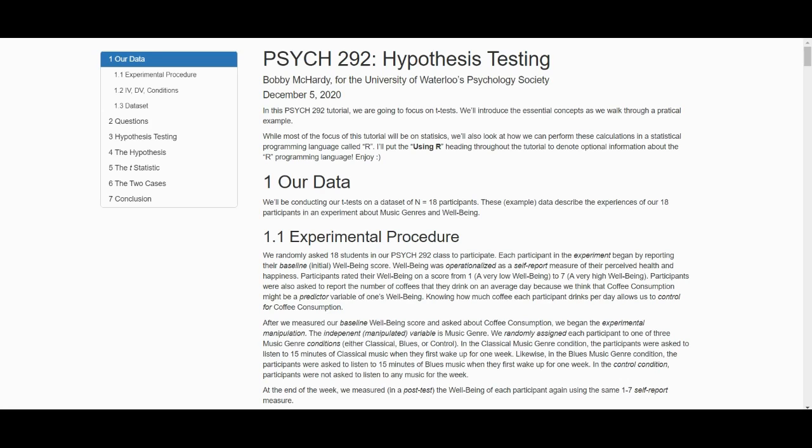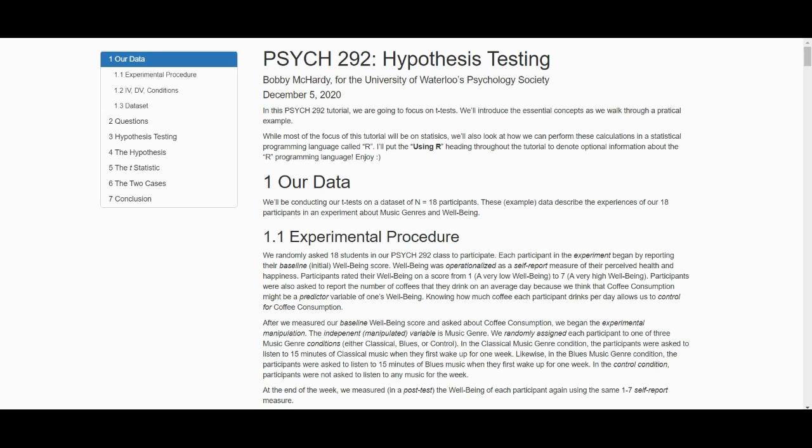So in this tutorial, we're going to focus on t-tests. We'll introduce the essential concepts as we walk through a practical example. And while most of the focus of this tutorial will be on statistics, we'll also look at how we can perform these calculations in a statistical programming language called R. R is a great language for any kind of research or just performing any kind of stats. It's used a lot in psychology research. You can kind of think of it as SPSS on steroids.